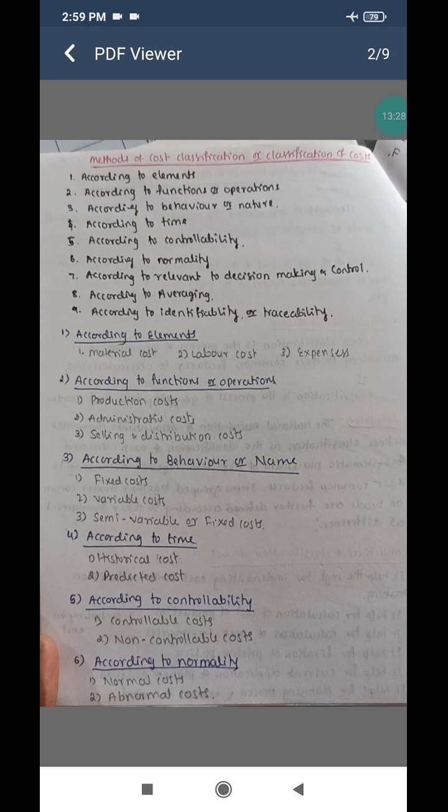On which basis, what are they: according to the element, according to the functions or operation, according to the behavior, according to the time, according to the controllability, according to the normality, according to the relevant decision making and control, according to the averaging, and according to the identifiability and traceability. So on the basis of element, which classifications do we make here: material cost, labor cost and expenses.